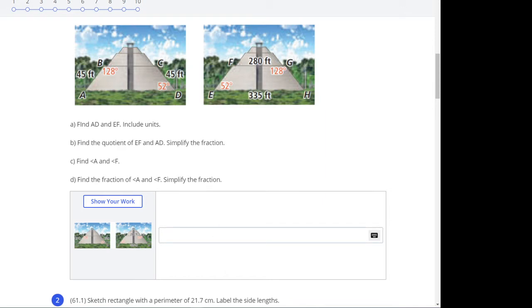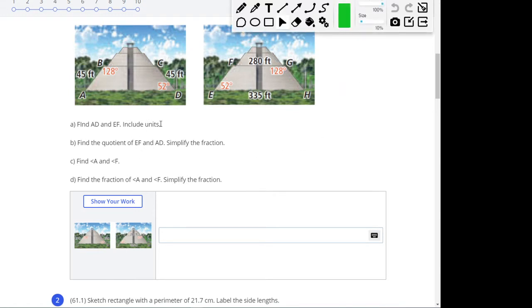Okay, mister, what is the fraction here? It is the EF distance. The EF distance is 45. Let me write here, it is 45. 45 over what, mister? Over the other distance. The other one is AD. AD is 335. Great, here is the other distance we're talking about, 335.